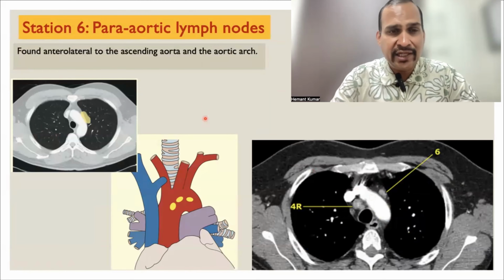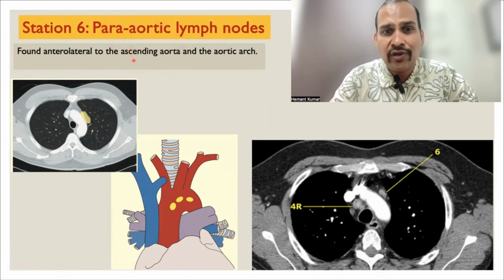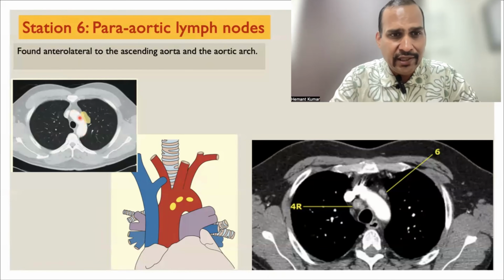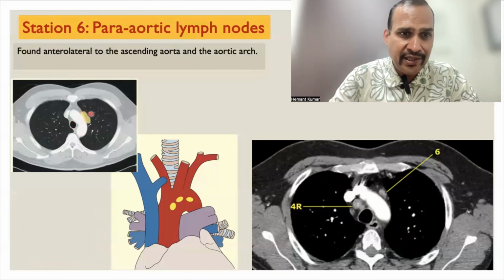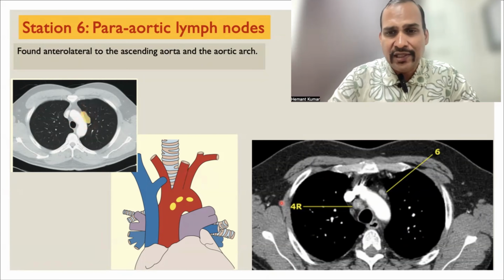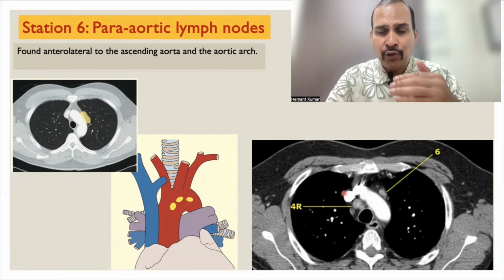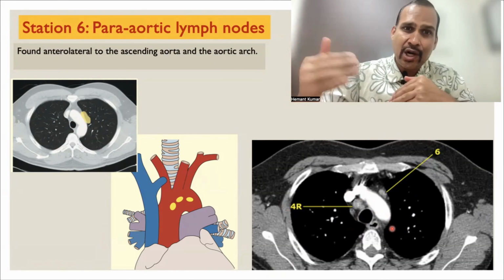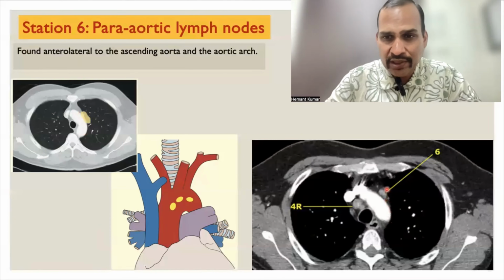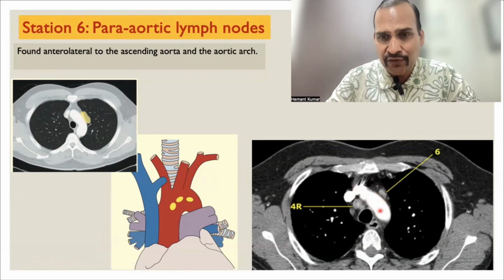Now para-aortic, as the name suggests, is along the arch of aorta. In this diagram, you can see this is the arch of aorta. So the lymph node along the arch of aorta is para-aortic, and para-aortic is anterior to the aorta, not here. Anterior to the aorta is the para-aortic lymph node. So once you find the arch of aorta in CT scan, then anterior to the arch of aorta is the para-aortic lymph node or station 6. So you can see here is station 6. This is the arch of aorta. In front of the arch of aorta is station 6.